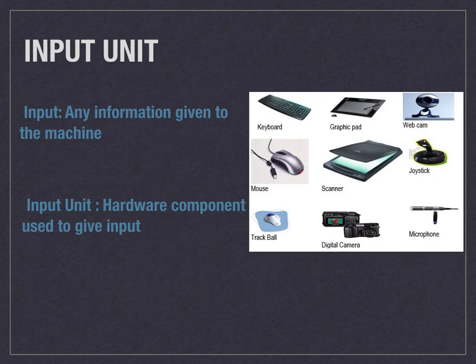First we'll go to the input unit. Before going to the input unit, we should know what exactly an input is. Input is any information that is given to the machine or the computer system. Any data that you provide to the computer to do some processing, we call that an input. To provide the inputs to the computer, there is hardware to do that. The hardware component used to give input, we call it the input unit. In computers, the input devices are keyboards, mouse, trackball.